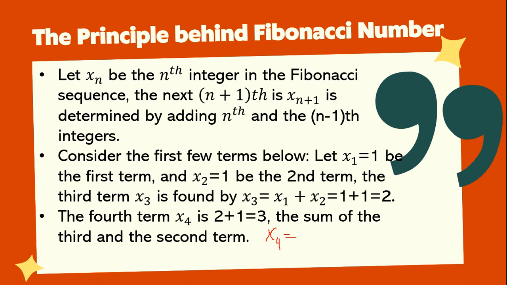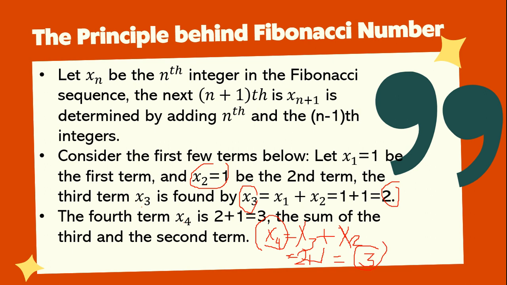The two terms before x sub 4 are x sub 3 and x sub 2. So x sub 3, which we found earlier, is equal to 2, plus x sub 2. X sub 2 was given already, it is equal to 1. So 2 plus 1 is equal to 3. So therefore, x of 4 is equal to 3.